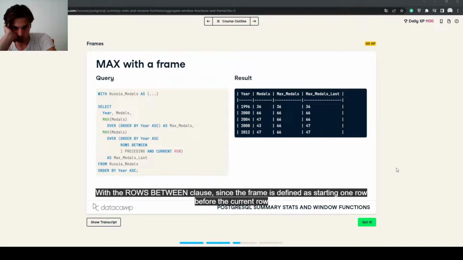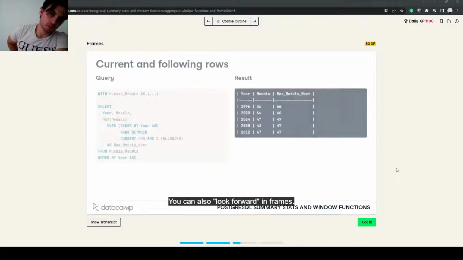With the rows between clause, since the frame is defined as starting 1 row before the current row and ending at the current row, max only gets the maximum of the values in the previous and current rows. That's why in 2008, the max is 47 and not 66, since the 2000 Olympics are now out of scope, and max is only looking at the previous and current rows to get the maximum value.